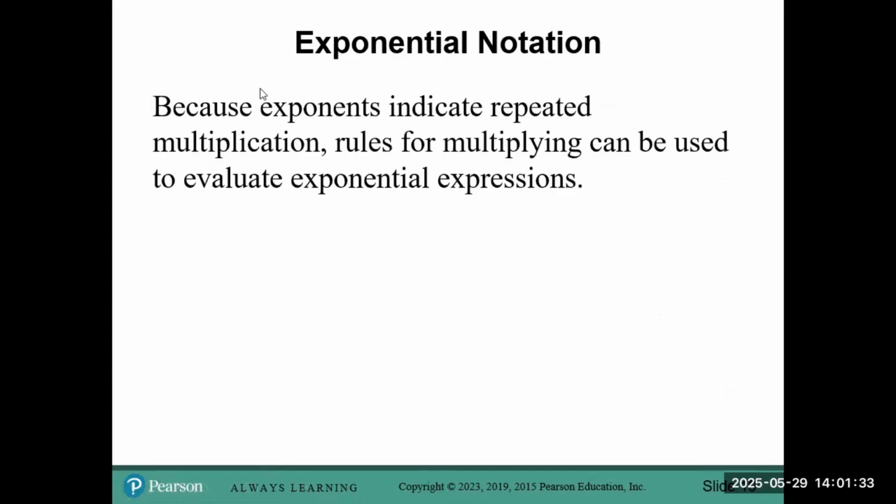We'll take a quick look at exponents now. Just like multiplication is repeated addition, exponents are repeated multiplication. That means that if I write 3 to the 4th power, what I'm really saying is take 3 and multiply it by itself 4 times. 3 to the 4th is 3 times 3 times 3 times 3, which is 81.